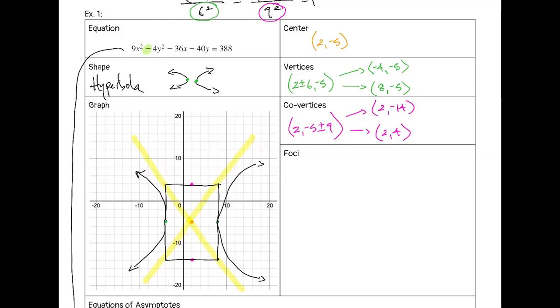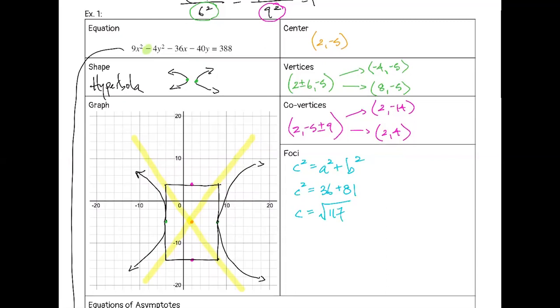So to find our foci, we're going to go ahead and use that Pythagorean relation, which is c squared equals a squared plus b squared. Okay, so it's a different Pythagorean relation than the ellipse. And I know that my c squared is going to equal 36 plus 81. It's just the two denominators, that's it, 36 plus 81. And so that's going to give me c of the square root of 117.